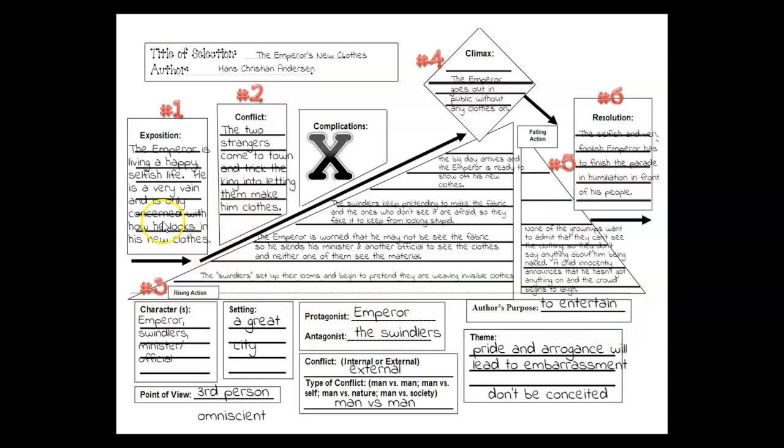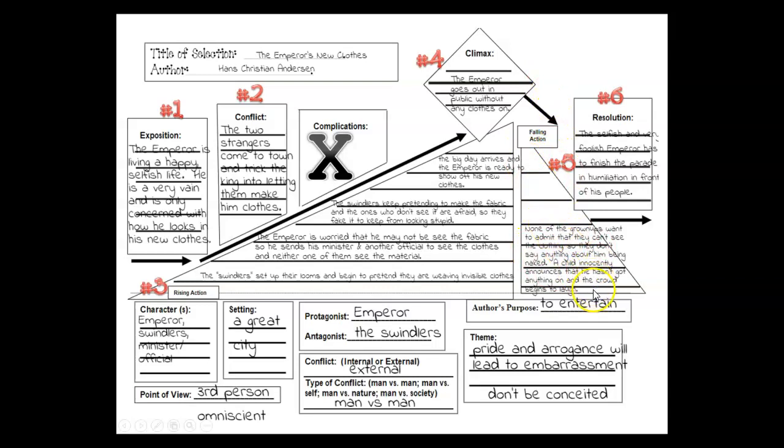Again, this is our plot diagram. It's not perfect, but this is the beginning, is your exposition. And once you hit the conflict, once you figure out the conflict, then your rising action begins. The rising action, the events that we put here, we can't put everything here because it just won't fit. So we've got to pick the main events, the main things that happen that lead up to the climax. Once we see the turning point or the highest point of action, in here we realize this is when the emperor is finally shown how foolish he is. He goes out in public without any clothes on. That's the turning point.